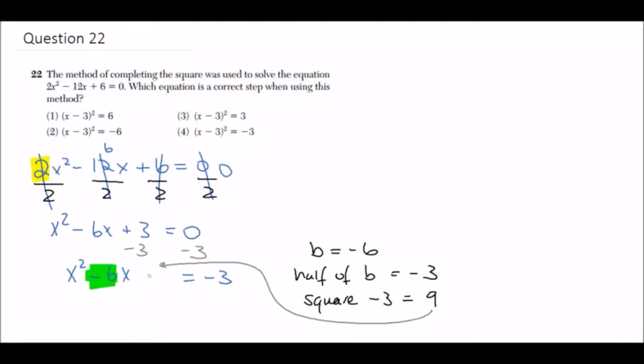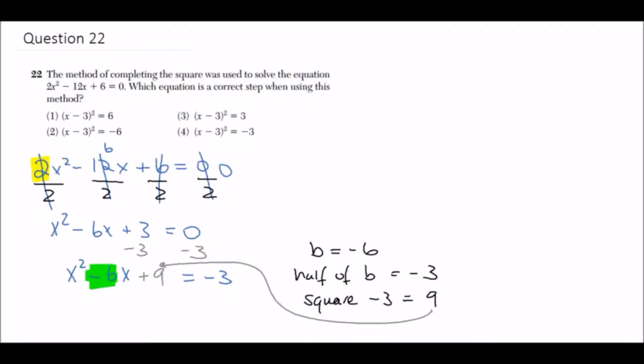Now the entire process of completing the square is here. We take the b term, we half it, and that would be negative 3. And then we square negative 3 to get positive 9. That completes the perfect square trinomial. Now what do we do? We add this to complete the perfect square trinomial.